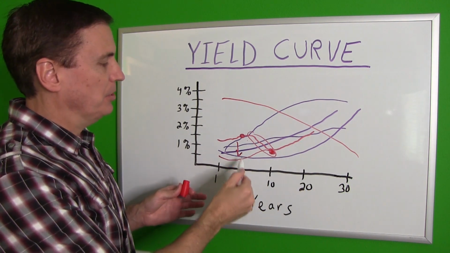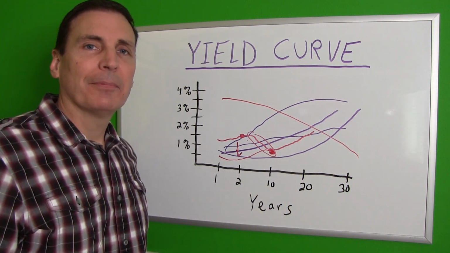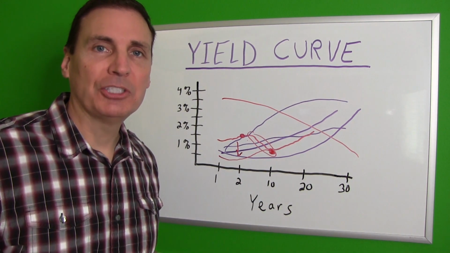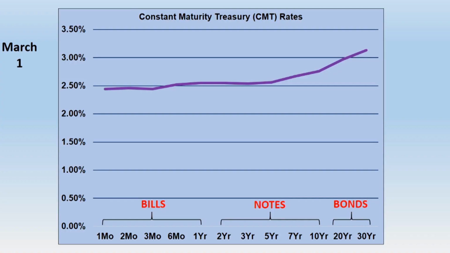They'll just push down the shorter term rates to make that slope a little prettier for them. So I'm going to go to my computer and show you the action of the yield curve over the last few months. Here my graph is labeled Constant Maturity Treasury Rates, or CMT rates. This is a graph representing all of the bills, notes, and bonds issued by the U.S. Treasury and what they are currently yielding in the market.